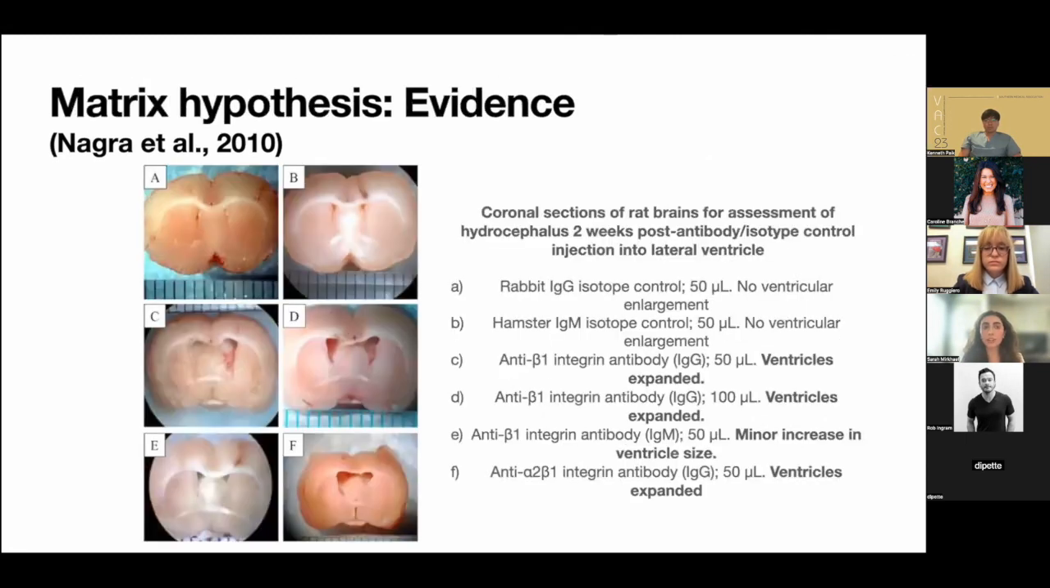So they were then able to go forward and study, if you mess up these adhesion processes in the matrix, does that lead to hydrocephalus? So when they injected antibody against beta-1 integrin, they found that there was expansion in the ventricles and the development of hydrocephalus in these rats. This is shown in images C, D, E, and F, when compared to the controls of A and B. So they were able to show that if you mess with these adhesion processes, specifically with the beta-1 integrin, they play an active role in interstitial fluid pressures and in the development of hydrocephalus.